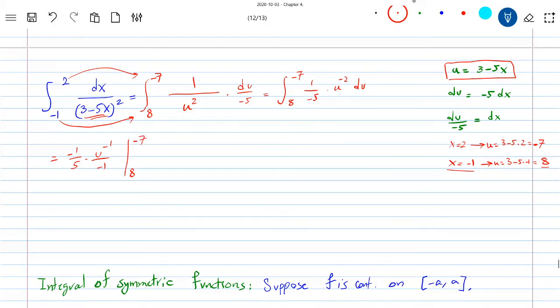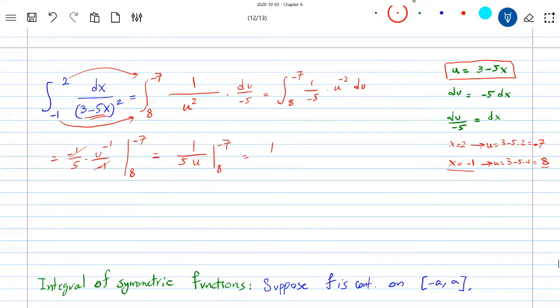If you do not update the boundary, you have to replace u back with whatever it was, then use the original boundaries negative 1 and 2. But in this case, I already updated the boundary, so it's not necessary to go back to x. You can simplify this, these two will cancel out, so you get 1/5. u to the power negative 1 is 1 over u. So you can combine them together and write it as 1 over 5u, and evaluate it from 8 to negative 7.